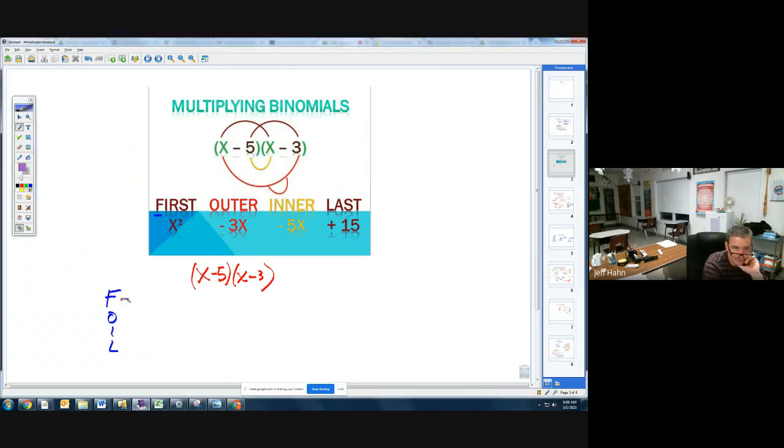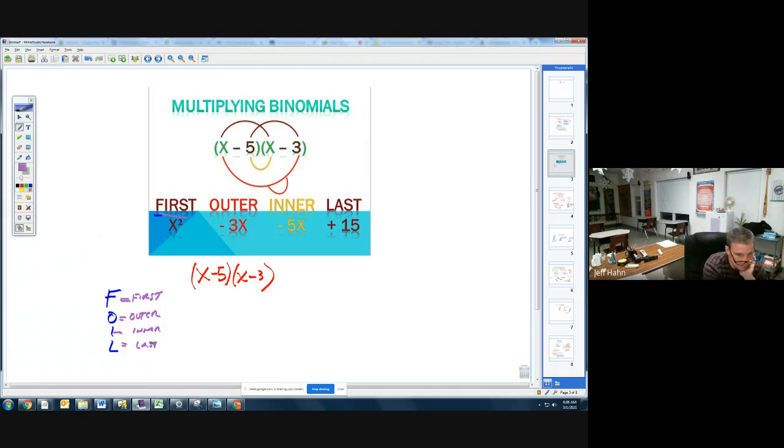first, as it is up here, and then outer, and then inner, and then last. And basically, that is just kind of a simplified way, when you see binomials being multiplied together, for you to be able to do those quickly and really in your head. That's kind of our ultimate goal here.